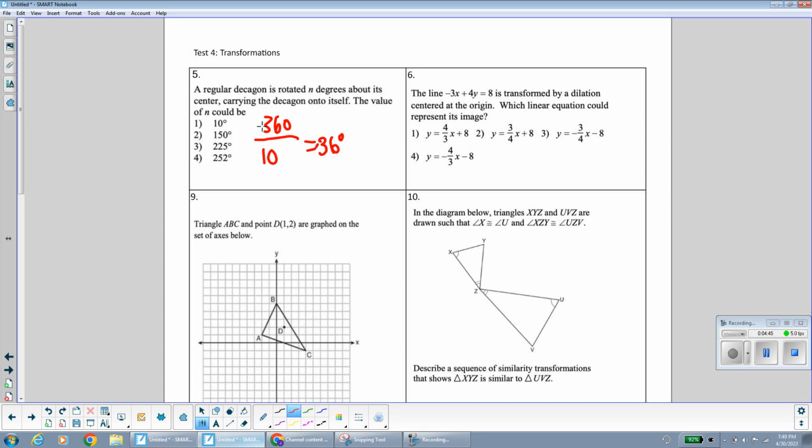So since that's not a choice, we're looking for multiples of 36. So I'm going to take each answer, divide by 36, and see which one gives me a whole number, which one is a multiple of 36.